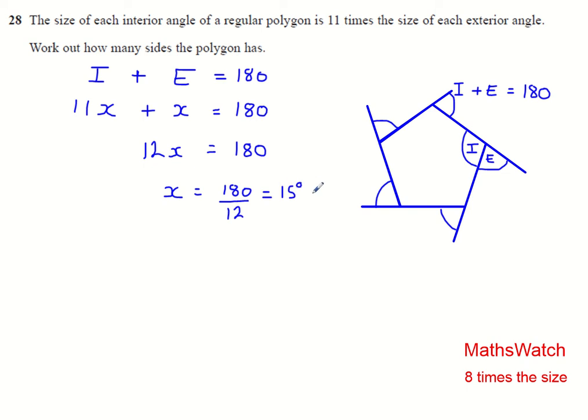So to work out the number of sides, we need to take the total degrees of the exterior angles, which is 360, and divide that by the size of each angle, and that will tell us how many angles there are. 360 divided by 15, however you wish to go about that, will give us an answer of 24, which means that this polygon has 24 sides. And that is the end of this exam paper.